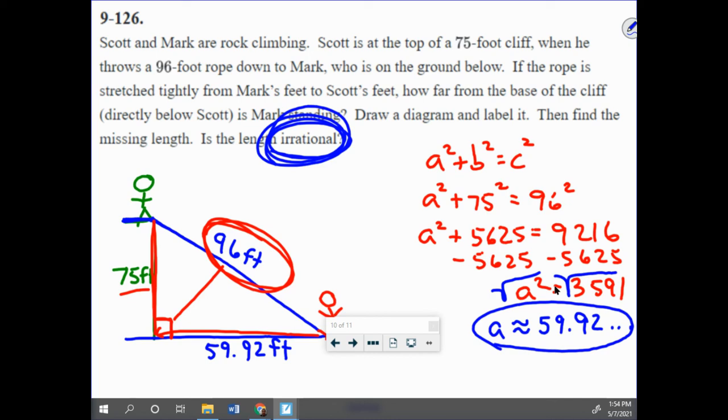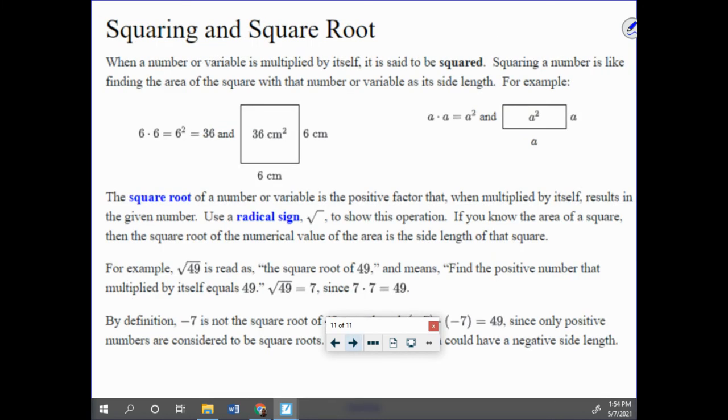I hope that makes sense. I hope you're good and you're clear with that. Math notes box is right there. If you have some questions about squaring and square root, please read that. It is there. I'm not going to read it for you because my voice is killing me already. So finish that up. Do the homework.